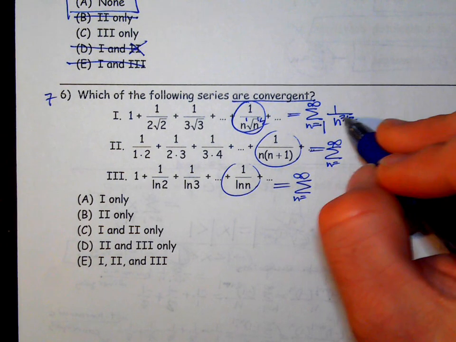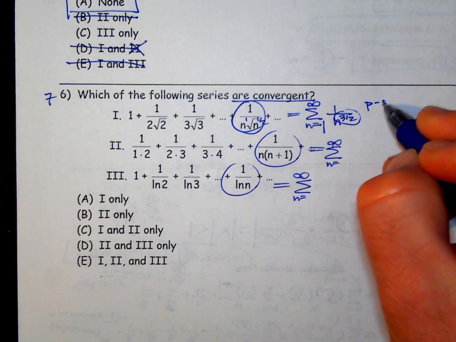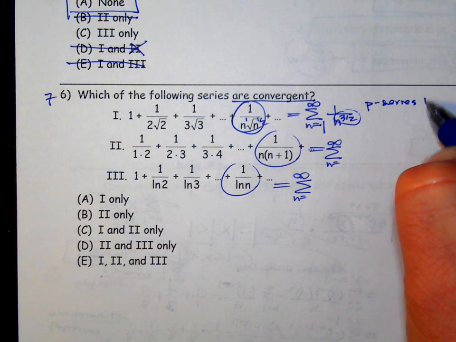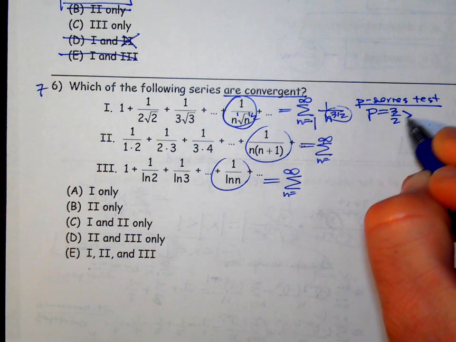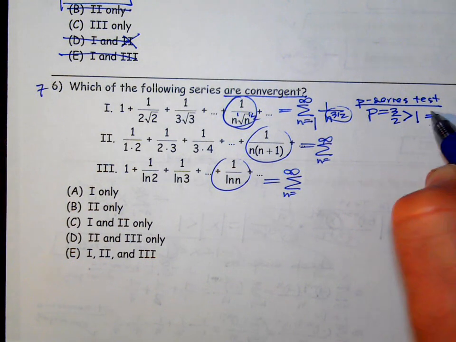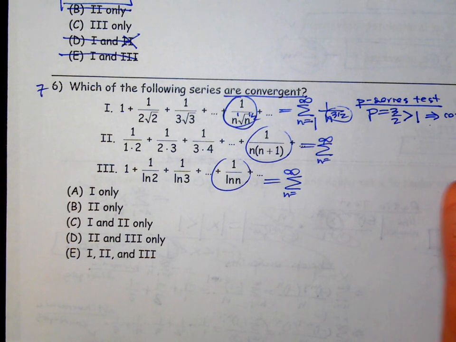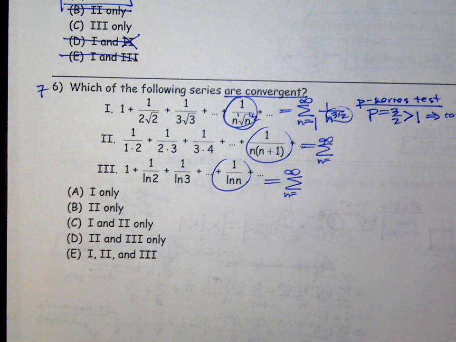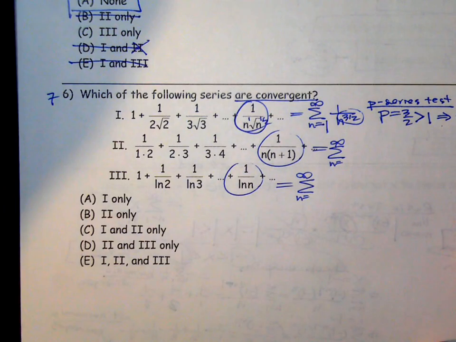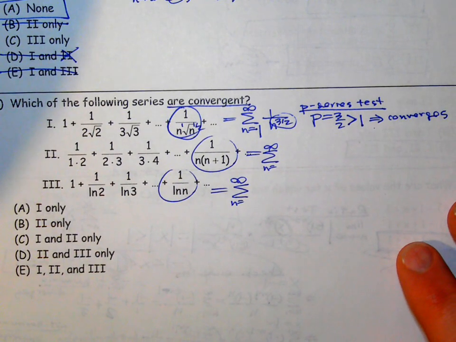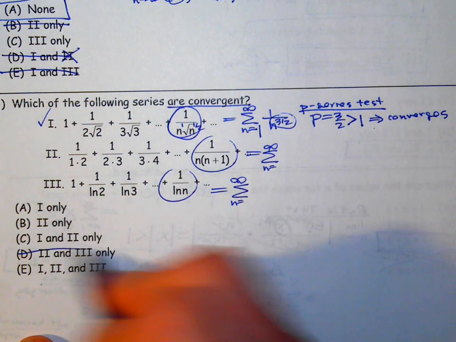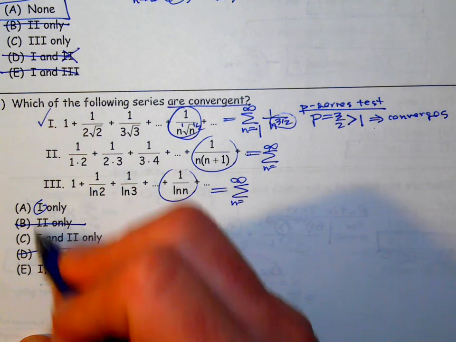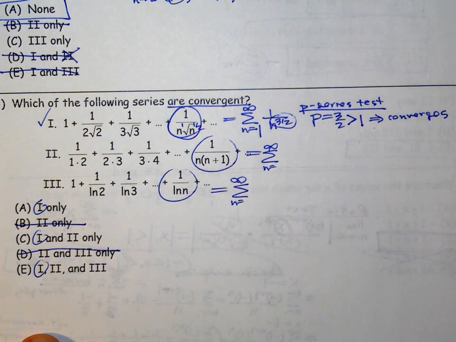But this is a p-series. So the quickest way is to say, oh, this is a p-series. Let's use a p-series test. You would write down the name. You'd write the p-value, and then tell me that because it's greater than 1, it converges. If it's equal to or less than 1, it diverges. So that one converges. So anything that doesn't have 1 in it is for sure wrong. 1's got to work. P-series.